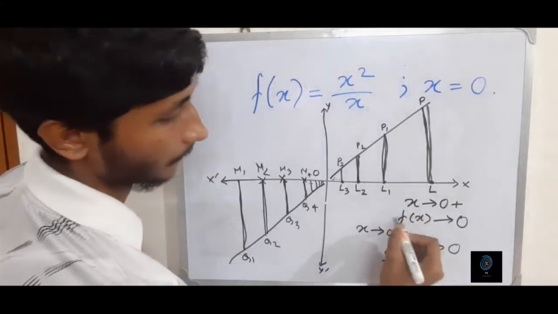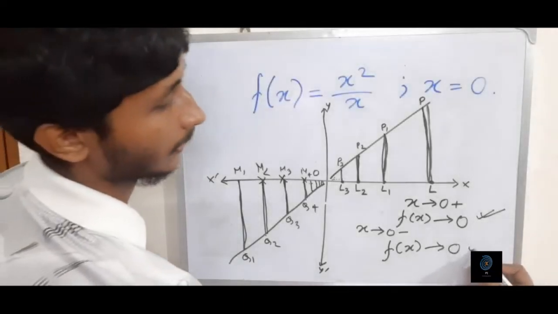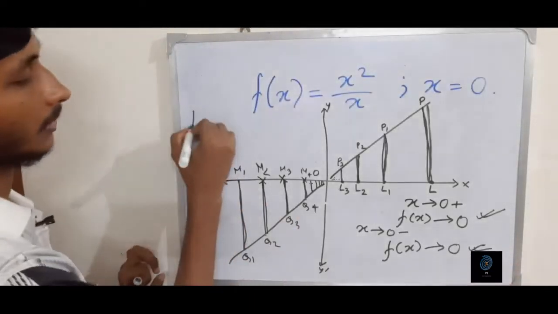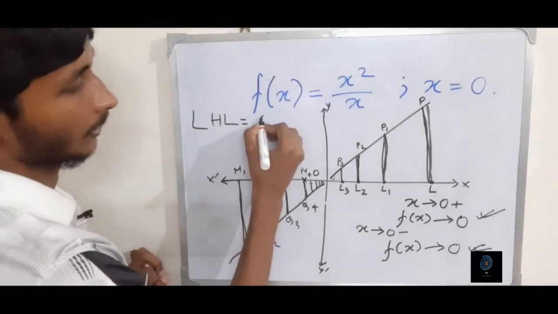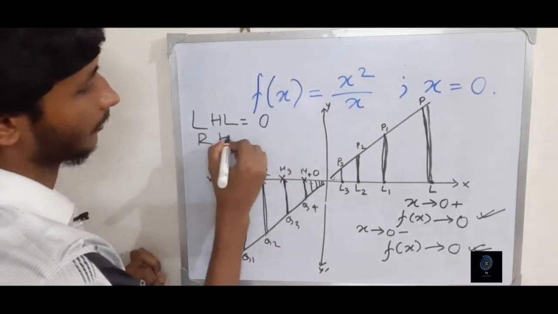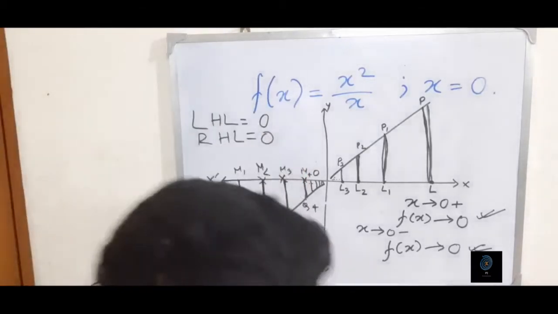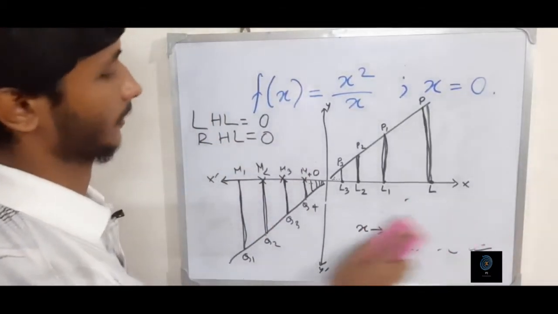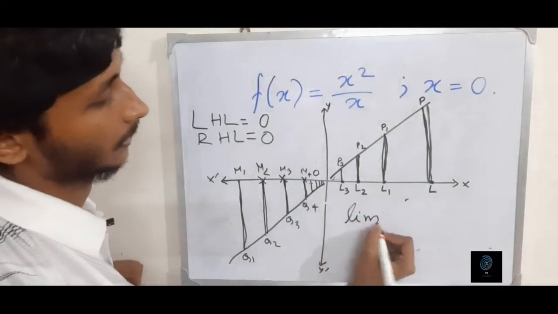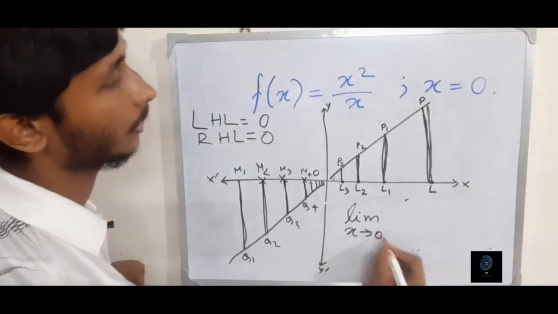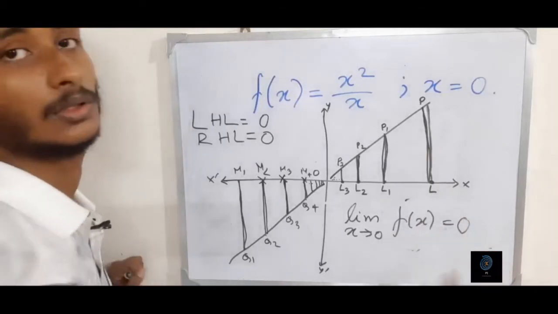So here we can see this is the right hand limit and this is the left hand limit. So in our case here, left hand limit is 0 and right hand limit is also equal to 0. So what can we write? Then we can write that limit x tends to 0, f(x) is equal to 0.